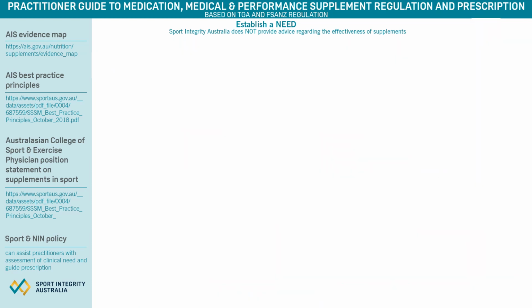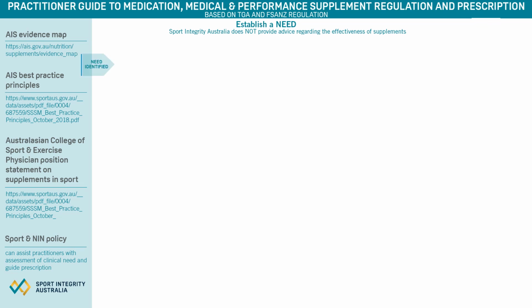For any practitioner considering the prescription or the recommendation of a medication, medical or performance supplement for an athlete, the first step is to establish a need in that individual athlete. Sport Integrity Australia does not provide advice regarding the effectiveness of supplements, and practitioners are directed to the resources on the left-hand side of the slide to assist in this regard. They include resources from the Australian Institute of Sport, the Australasian College of Sport and Exercise Physicians, and individual sport and National Institute network policies.